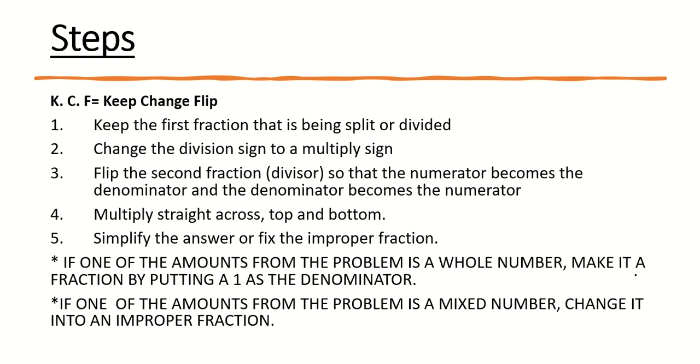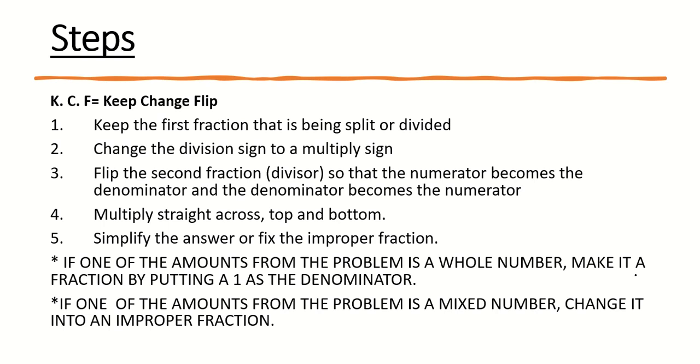Step 3, flip the second fraction, which is your divisor, so that the numerator becomes the denominator and the denominator becomes the numerator. Step 4, multiply straight across, top and bottom. And step 5, simplify your answer or fix the improper fraction.